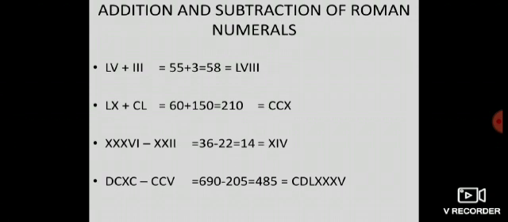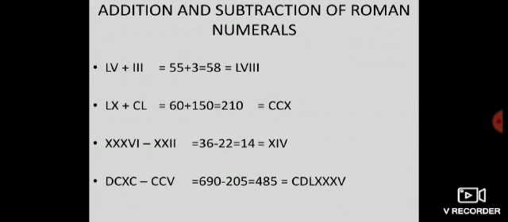Let's do the addition and subtraction of Roman numerals. The first one, LV plus III. Now here LV means 55. We'll add 55 and 3 together, which gives us 58. Then 58 is written in Roman numeral. LX plus CL. It is equal to 60 plus 150, which comes to 210, and then it is written as CCX in Roman numeral.